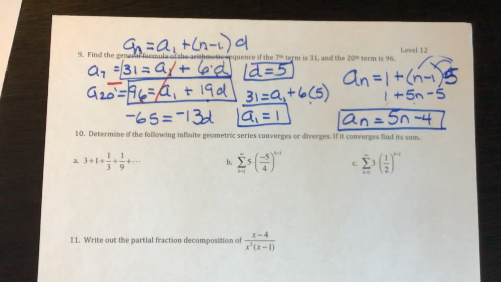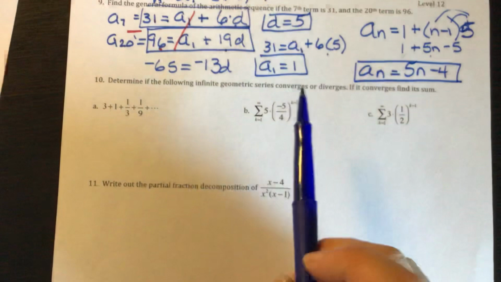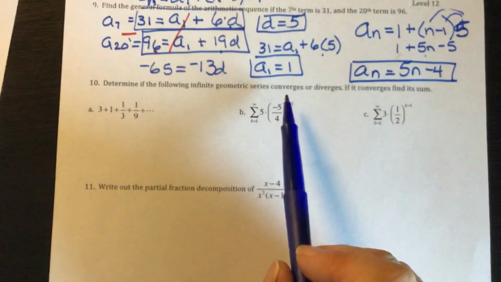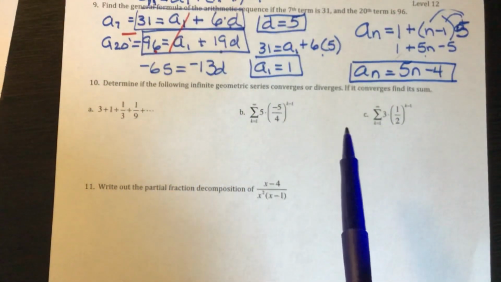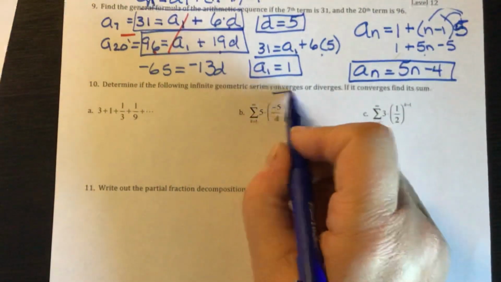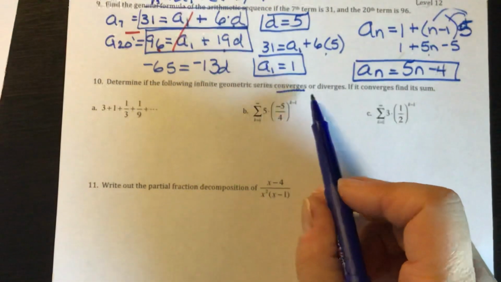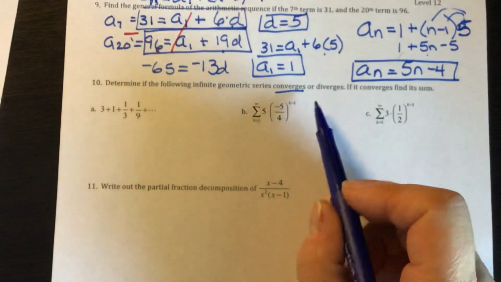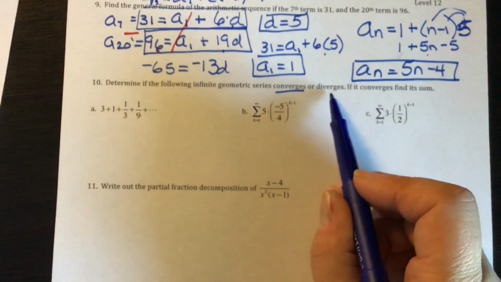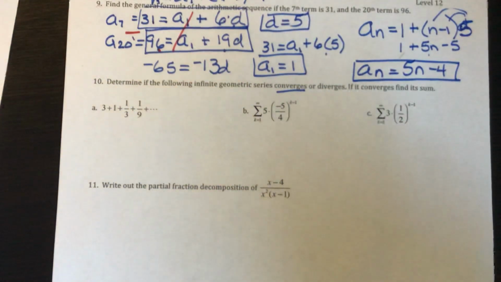All right, so number 10. This one talks about geometric series converging or diverging. Now remember, if we have a common ratio whose absolute value is between 0 and 1, then it's going to converge, which means it's going to add up to a specific number. If my common ratio is bigger than 1, then it's going to diverge. It's going to just go to infinity or negative infinity.